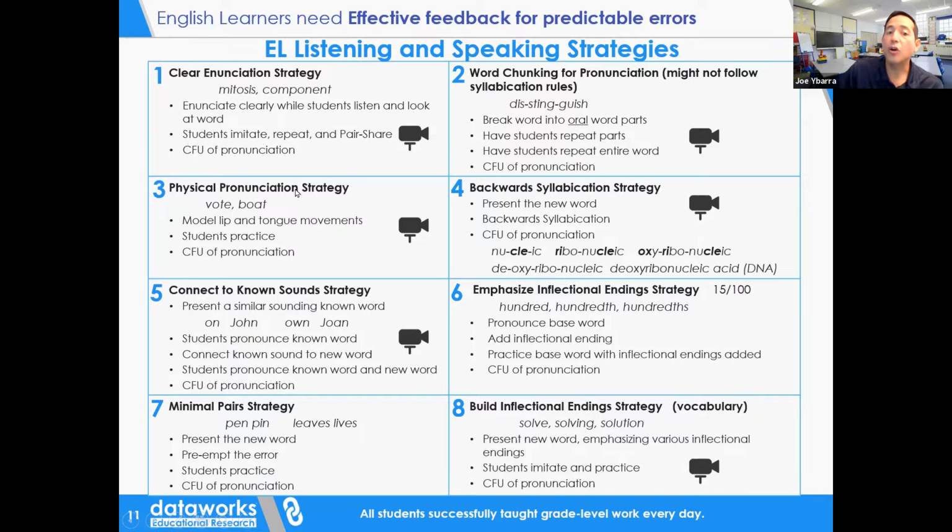Physical pronunciation strategy for older students is a really strong EL strategy. But for early childhood, it's also very powerful, especially if you're teaching them phonics and phonemic awareness. For example, if you are teaching that M makes the M sound, we teach our students the physical pronunciation of M. See how your lips are almost puckering like you're about to give a kiss? Maybe not use that, but that's the example I would use.